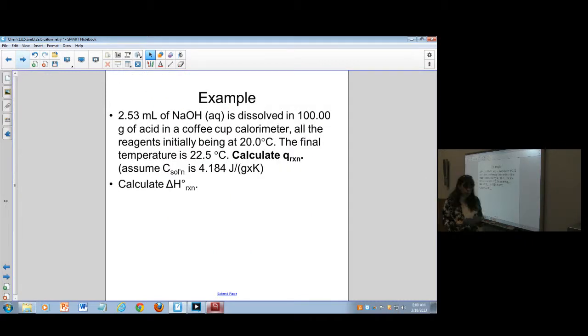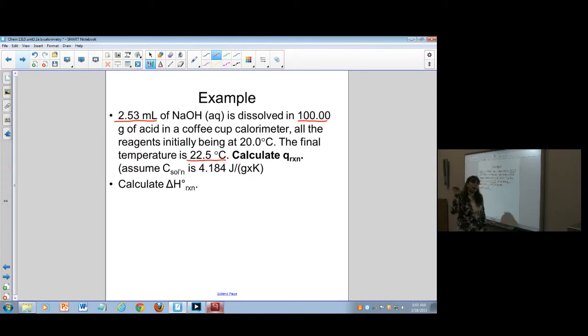Okay, one more problem. This problem is how you deal with the Q of the reaction, which you'll see lots of. In this case, we're going to mix two things together, and then we're going to determine the delta H. So we're going to take 2.53 grams of sodium hydroxide and add it to 100 grams of some acid. Everything's at 20 degrees to begin with, and we know what the final temperature is.